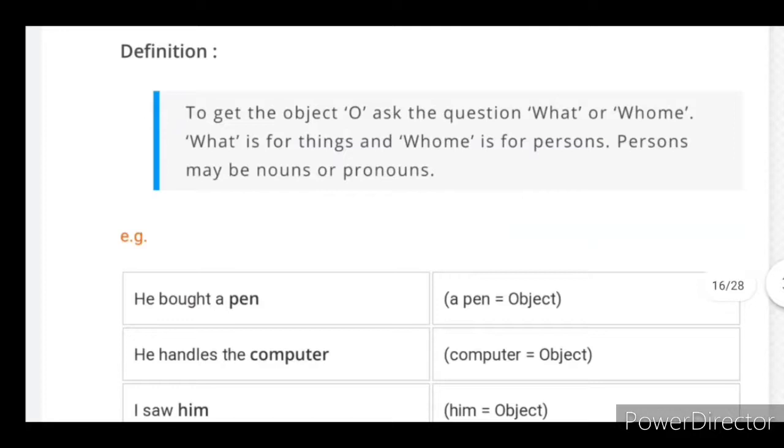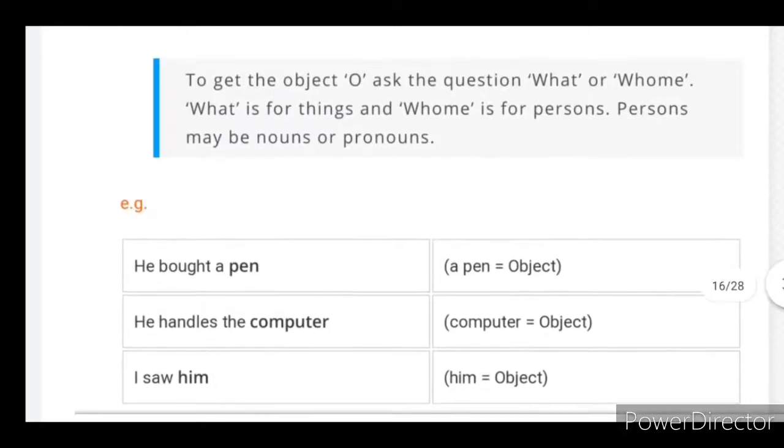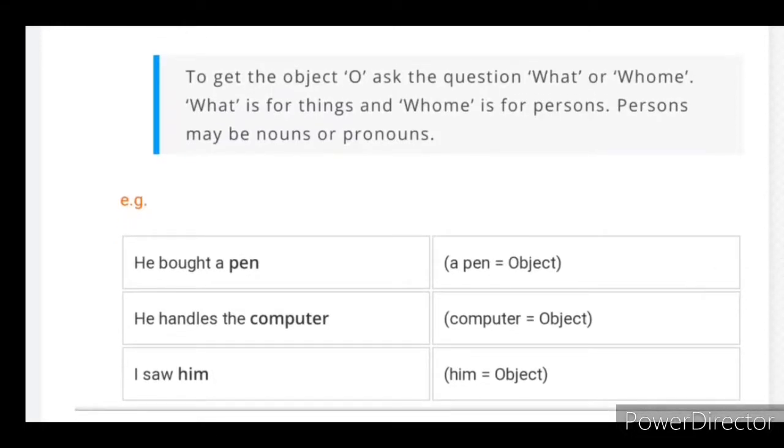Okay children, if you want to know what the object is, you can put the questions what and whom. See here, he bought a pen. What did he buy? I'm putting the question after the subject and verb. What did he buy? A pen. So that is the object.